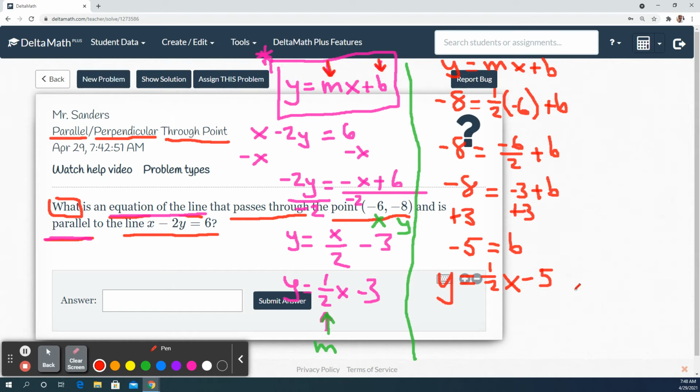And then if this were a test, I would definitely check my work. So we have the same slope, check. We have a different y-intercept, check. And if I plugged in negative 6, negative 8, half of negative 6 is negative 3, plus negative 5 is negative 8. So that does check out.